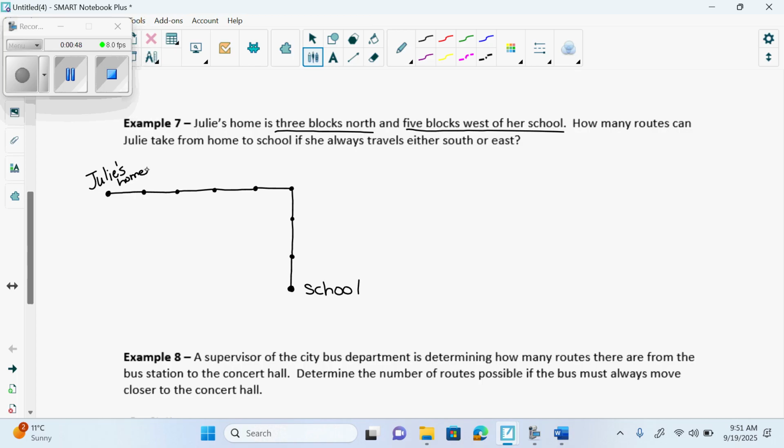Now, would that be the only way that Julie could get from home to school? Or does she probably have other blocks she could walk? Or is there just one road weirdly like that around town? No. So we do have to connect it and make a pathway system for her.